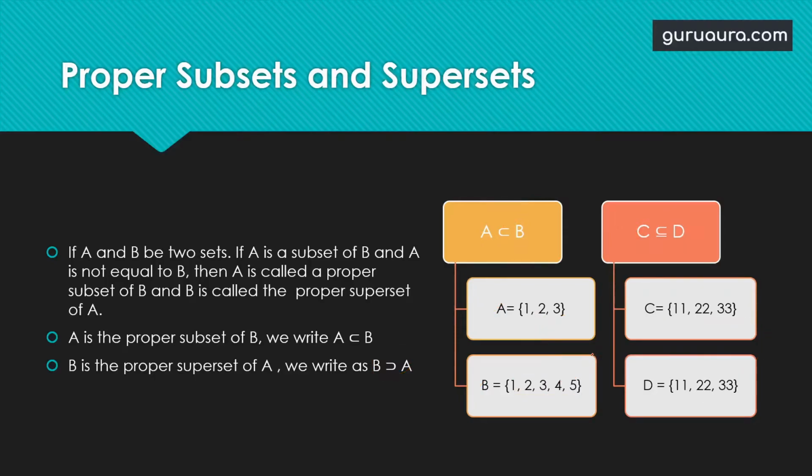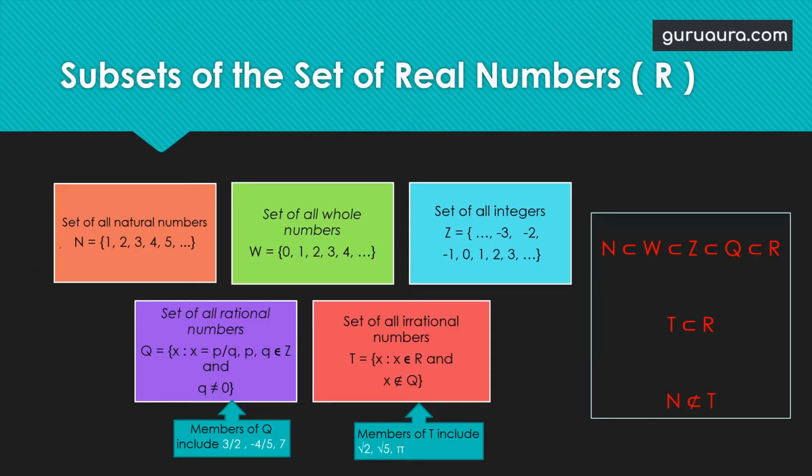Now let's see some important subsets of the set of real numbers. Here we have the set of all natural numbers, whole numbers, integers, rational numbers and irrational numbers. So, the set of all natural numbers is a subset of the set of all whole numbers, as all the elements of natural numbers are present in the set of whole numbers. Also, whole numbers have an additional element, that is the number 0. Thus, the set of all natural numbers is a proper subset of the set of all whole numbers.